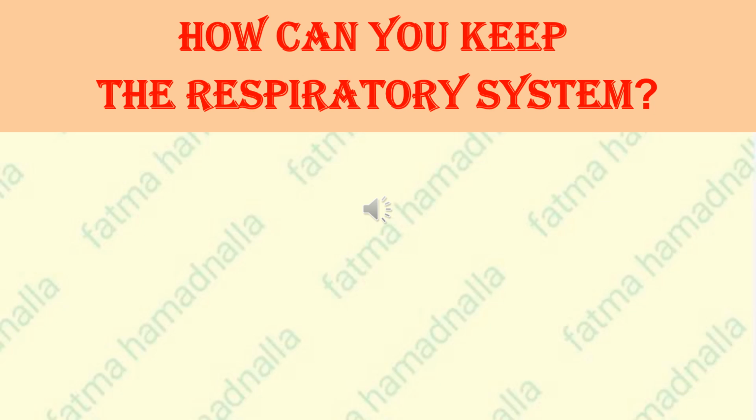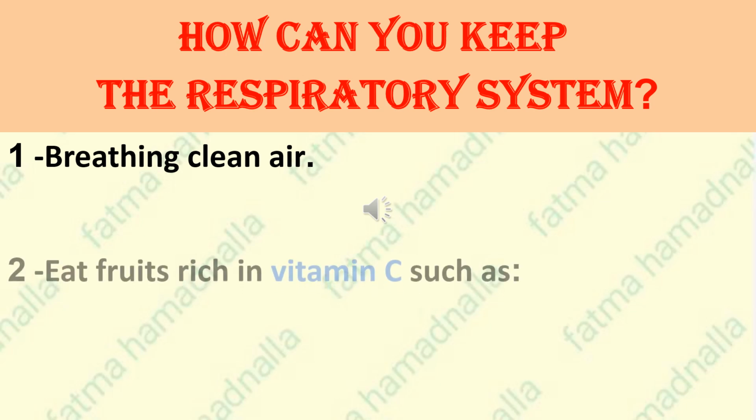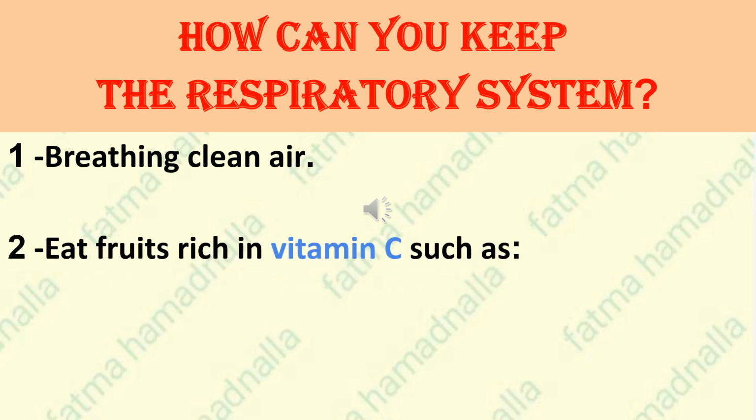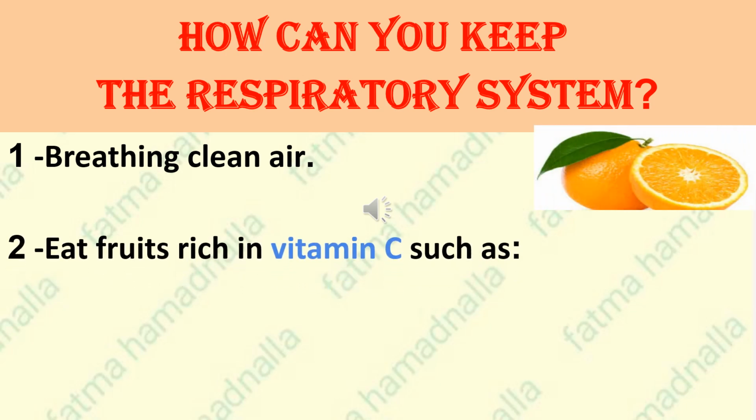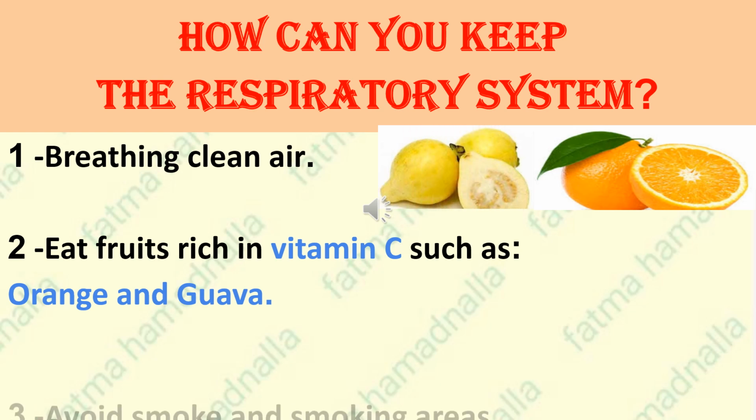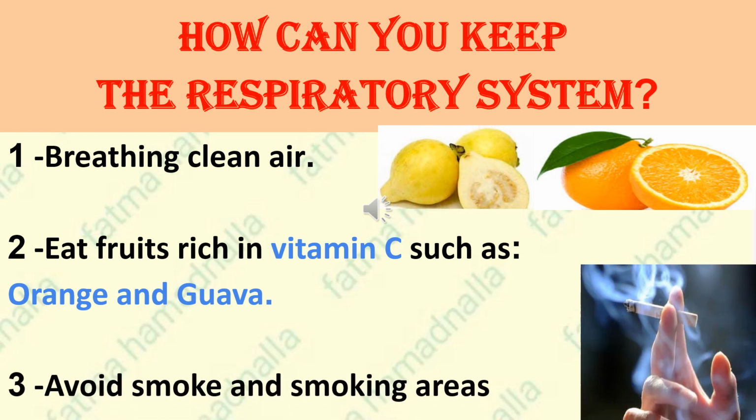Now, we want to know how to keep the respiratory system healthy. 1. Breathe clean air. 2. Eat fruits rich in vitamin C, such as oranges and guavas. 3. Avoid smoke and smoking areas. Okay? You have to know that all living organisms can breathe, but in different ways. Let's take some examples.